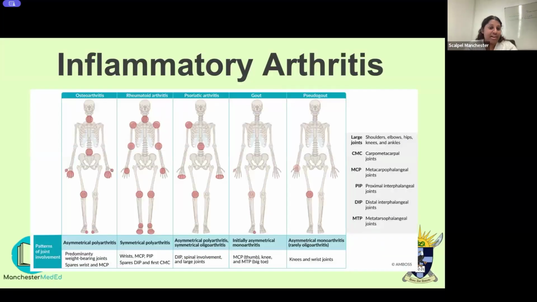This is a really good diagram. I would highly recommend everyone remember this diagram, because this is how I am able to differentiate between all of the inflammatory arthritis. Amir will be speaking about gout later on, but just go back and have a look at this diagram really well because it's quite helpful.